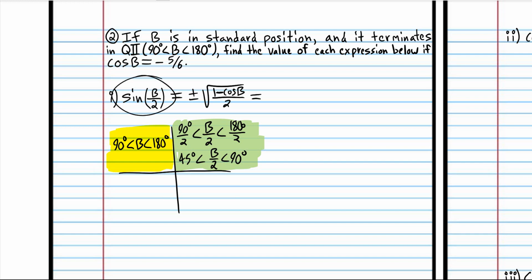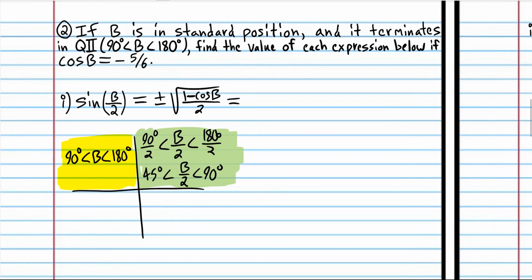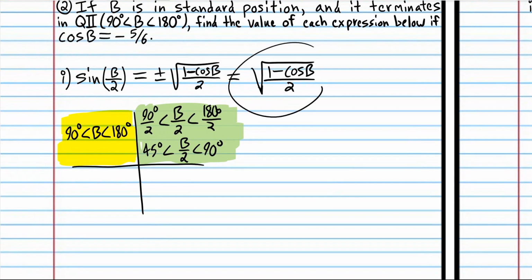Is sine going to be positive or negative in the first quadrant? Obviously it's going to be positive, so we can get rid of that plus or minus symbol completely, because we know this is going to be a positive expression. Sine is going to be positive in the first quadrant.